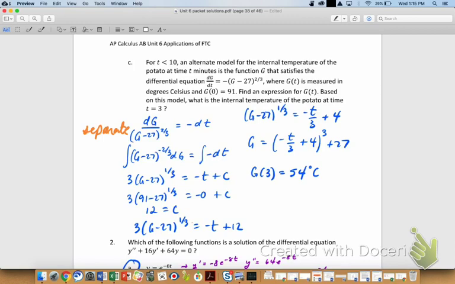I'm usually a pretty good speller, but separate always gives me a hard time. I can never remember if it's SEPE or SEPA. SEPA, isn't it? Separate? Yeah. So I separated, I integrated, found my antiderivatives there, plugged in the initial condition.